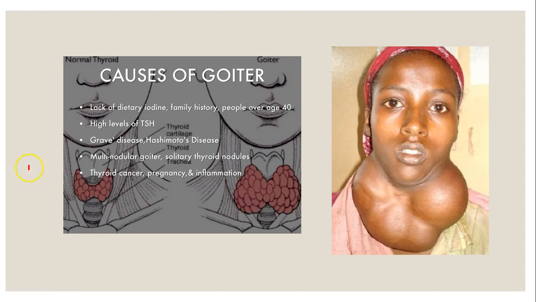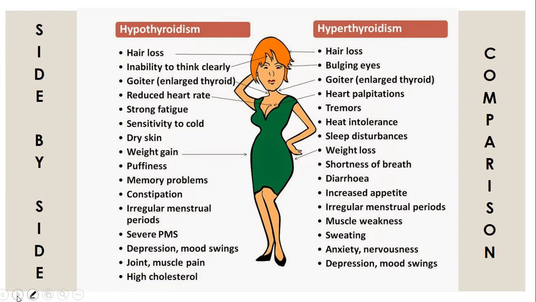Causes of goiters can be lack of dietary iodine, high levels of TSH, Graves' disease, and Hashimoto's disease. But we don't see this as commonly in the United States as we do in some third world countries. But unfortunately, it still exists. Here's a side-by-side comparison of the symptoms of hypothyroidism and hyperthyroidism. You do see there are some similarities, but there are a lot of opposites as well.